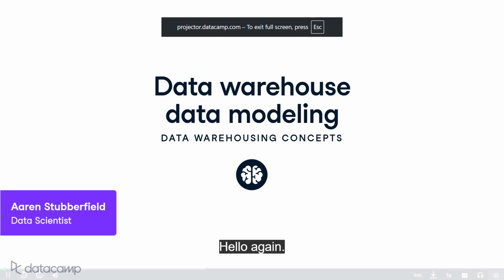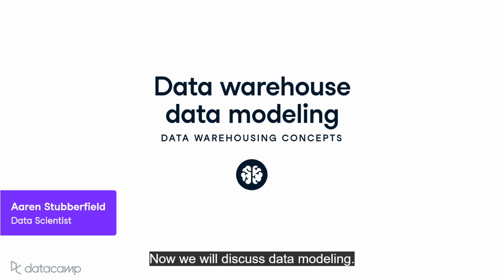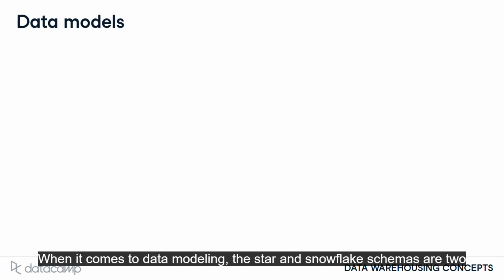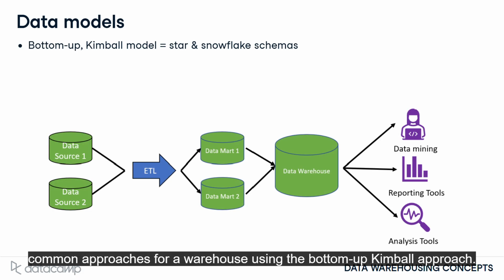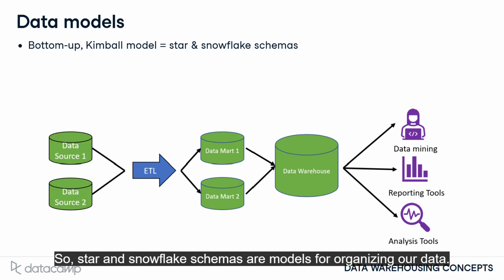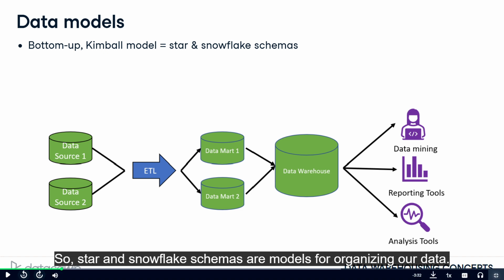Hello again. Now we will discuss data modeling. Data modeling refers to how we organize data in a database into tables and how to relate those tables if we want to join them. When it comes to data modeling, the star and snowflake schemas are two common approaches for a warehouse using a bottom up Kimball approach. Schema means to plan or model. So, star and snowflake schemas are models for organizing our data.